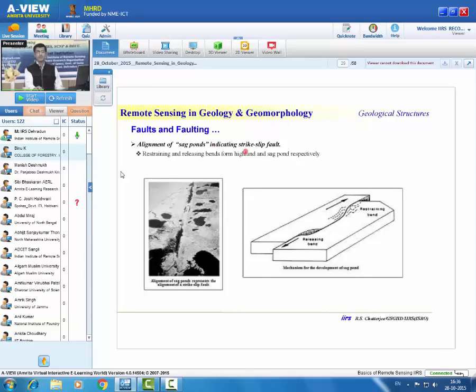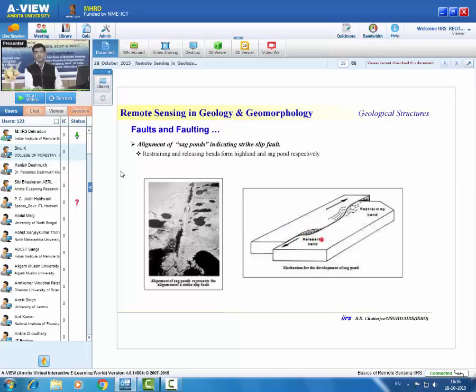Sometimes geomorphic anomalies help us to identify faults or faulting. Like in this case, this parallel alignment of the sag ponds, parallel alignments of the sag ponds, indicates there is a strike slip fault. How does this parallel alignment of the sag ponds develop?